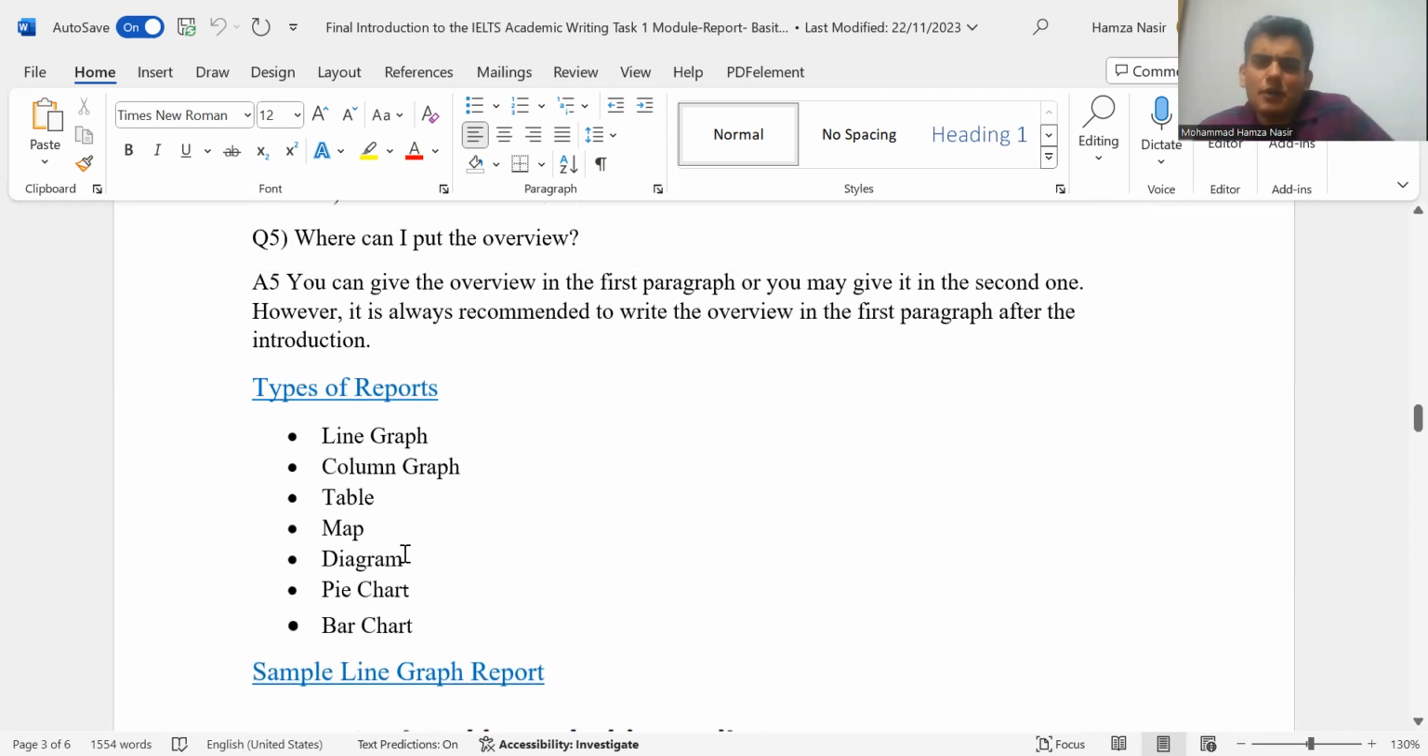Next time we'll talk about different types of reports. There are different types of reports: you've got a line graph report, a column graph report, a table report, a map report, a diagram report, a pie chart report, as well as a bar chart report. In the upcoming sessions, we'll be talking about these one by one in detail, and I'll be discussing each and every report type so that we can have a proper understanding of this, right? You're most welcome to reach out to me in the comment section in case you have any queries.